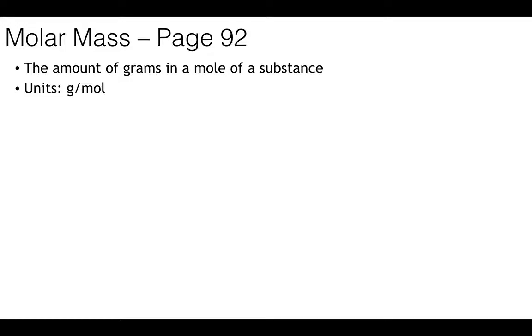So what is molar mass? Molar mass is the amount of grams in 1 mole of a substance. The units, therefore, are grams per mole. It's represented by the atomic mass of an element, so it's the mass number on the periodic table.